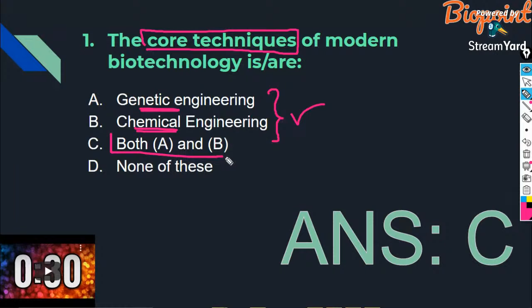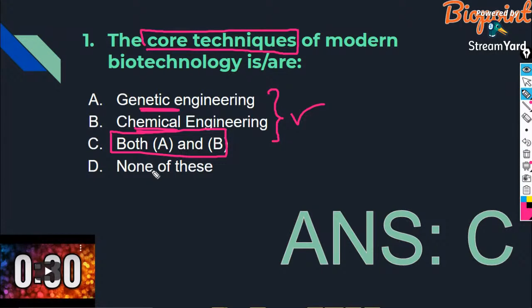Both genetic engineering and chemical engineering can come as the core techniques. I haven't explained the chemical engineering to you. Modern biotechnology mainly consists of two core techniques, that is genetic engineering and chemical engineering. Genetic engineering means you can alter the chemistry of the DNA. Chemical engineering means you have to maintain a sterile environment. It is a particular kind of biology by which you can maintain a sterile condition for the organism to replicate and to produce further progenies.